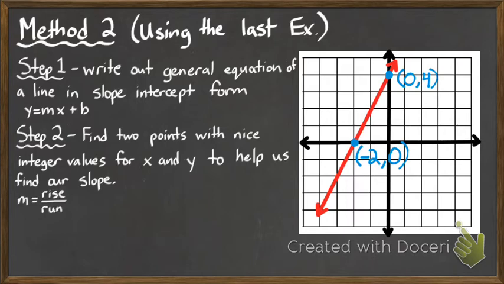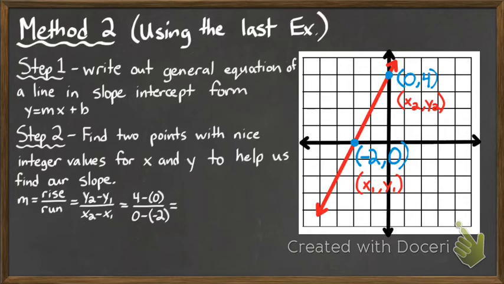Remember, your slope is the rise over the run, or if you're given 2 points, the change in y over the change in x: y2 minus y1 all over x2 minus x1. If we label those, that's how they would match up with our corresponding x-intercept and y-intercept. You can interchange these and you'll still get the same answer, but you need to be consistent. So for our slope, our rise over run is 4 minus 0 over 0 minus negative 2. So our slope is 4 over 2, or just 2.